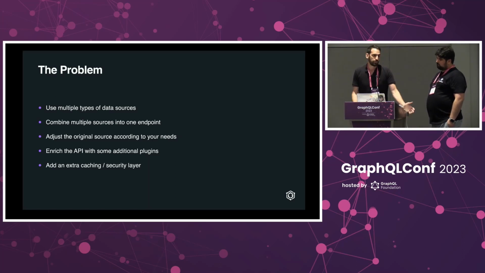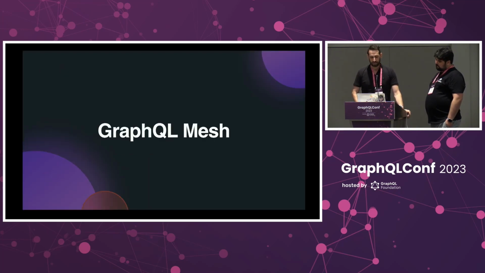Second problem is that we want to combine them all into one coherent API that our clients can consume. Another problem is that it's sometimes needed to adjust, to transform some things in those sources. The names don't make sense to the people who will use it later and so on. And obviously, sometimes we want to wrap those and add some layers of caching, of rate limiting, of security, and so on. And we'll show our solution to all of those problems today in the tool that we created.